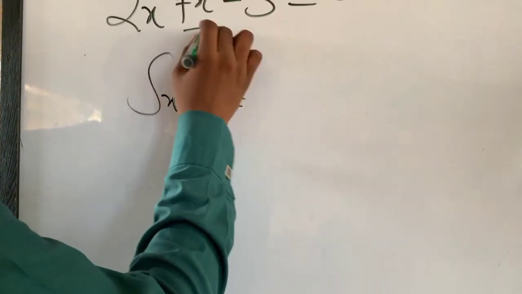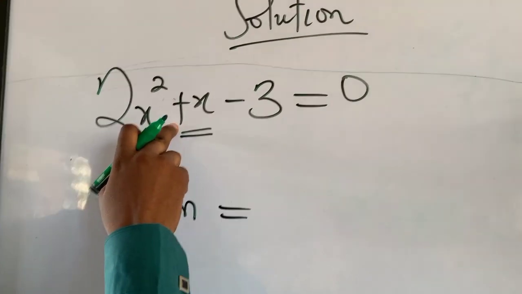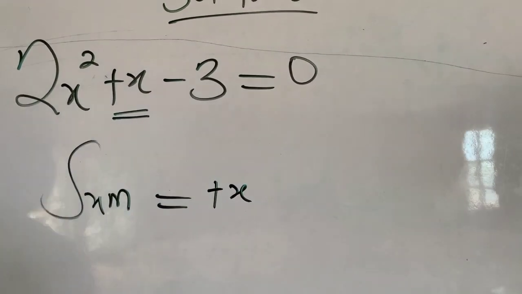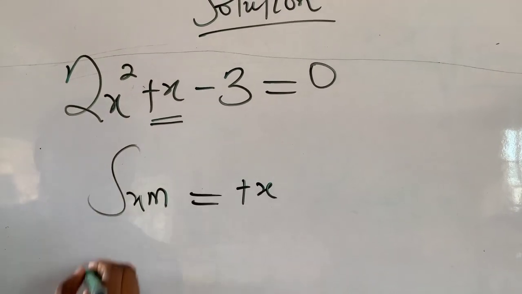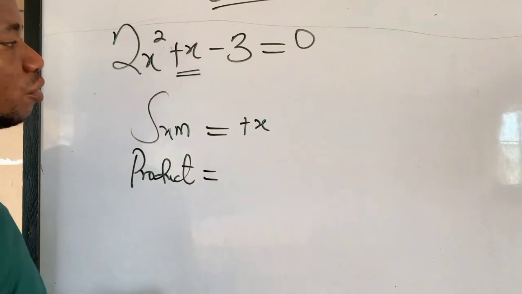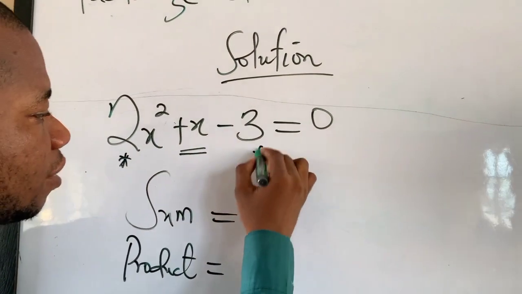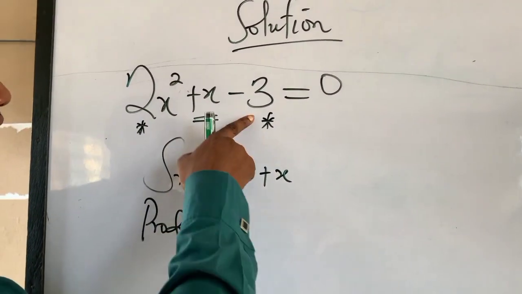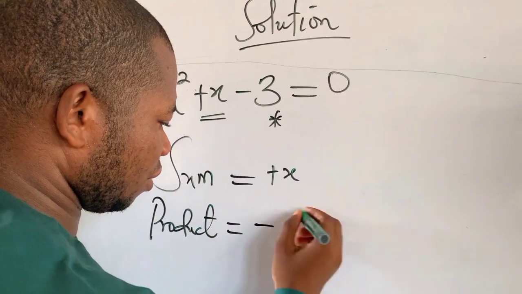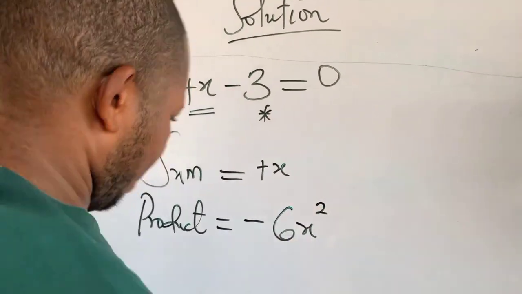Now, I need to know what is my sum. The sum is the middle one. So what is the middle one? x. So you look at the sign attached to it, it is positive, so it's plus x. That is my sum. So now you need to know your product. Your product is the first one multiplied by the third one. That is to say, negative 3 times 2x squared will give me negative 6x squared.